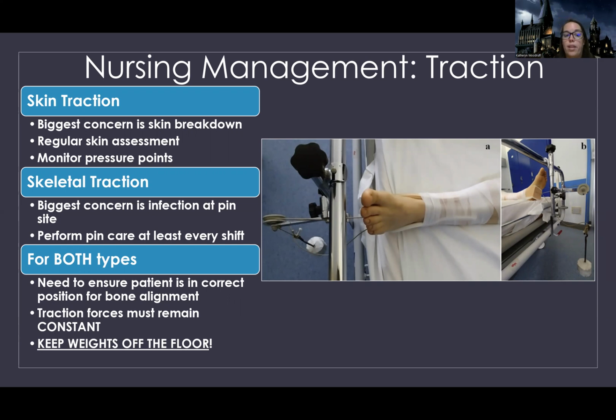Now, for both types, we need to ensure that the patient is in a correct anatomical position. They shouldn't be twisted. There should be correct straight alignment. And we always have to keep the traction forces constant. In other words, those weights always have to stay off the floor. We have to have an order to let go of those weights, et cetera, or to take those weights off. We don't titrate them, or if the patient says, ow, I'm really hurting, we have to talk to the doctor first. We can't just take them off, or adjust them in any way. There's a certain science to the amount of weight and stuff that they're using. And so that is up to the physician. We are there to maintain them, make sure that the pulley force is working, and that they have not fallen to the floor.